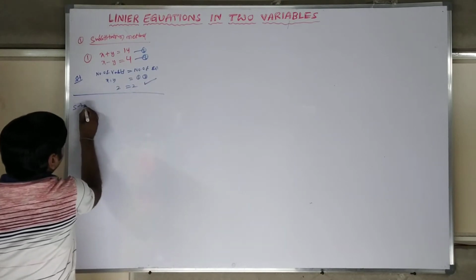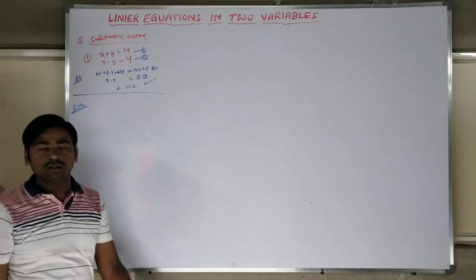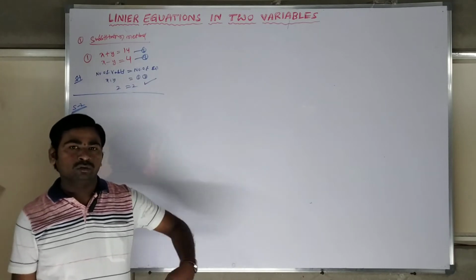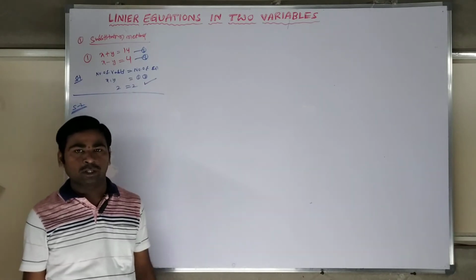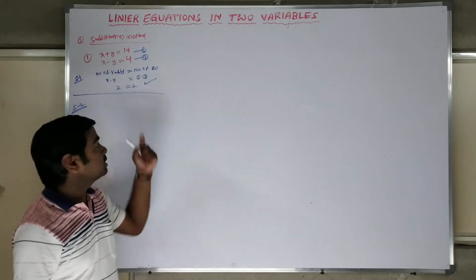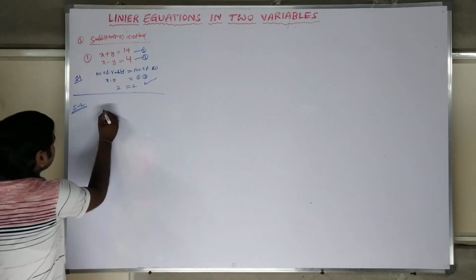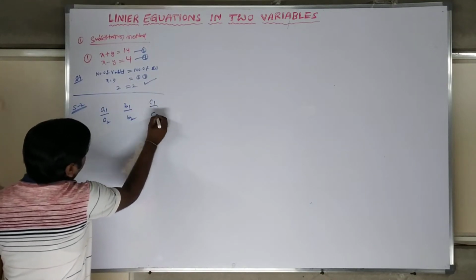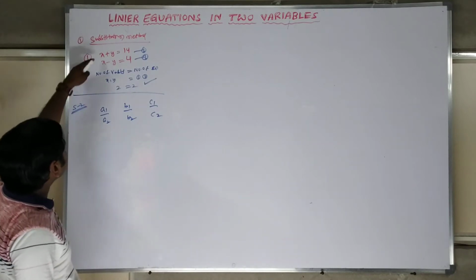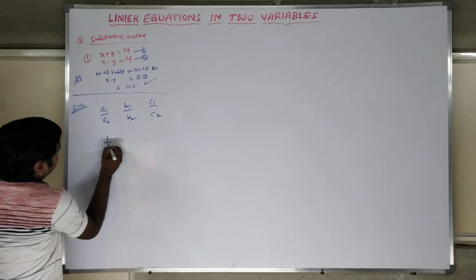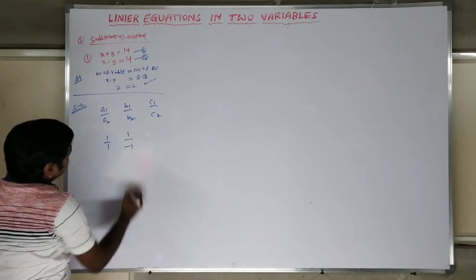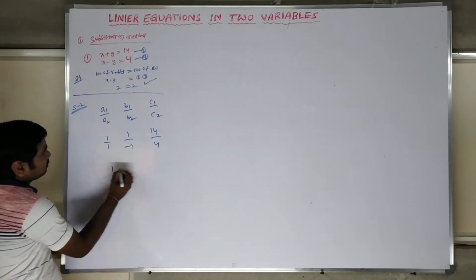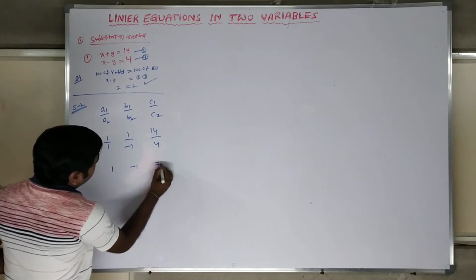After that, step number 2. Please check whether this system has a solution or not. For that, in the previous class I discussed the table. If you know comparing ratios, we can say the status of your given question. Please check the status of A1 by A2, B1 by B2 and C1 by C2. A1 by A2 means 1 by 1, which is 1. B1 by B2 is 1 by minus 1, which is minus 1. C1 by C2 is 14 by 4, which is 7 by 2.